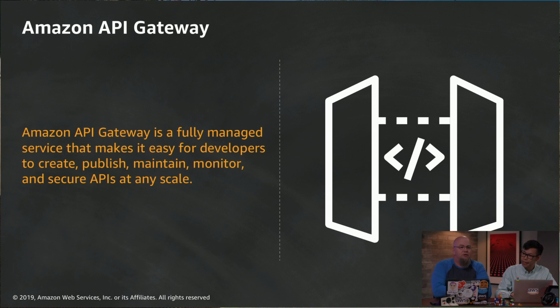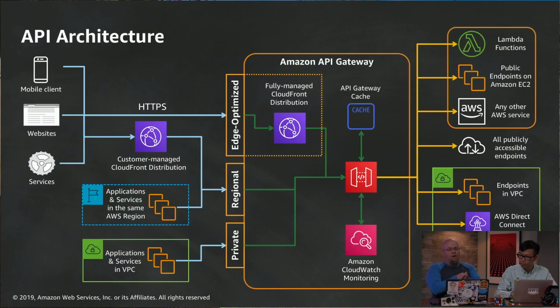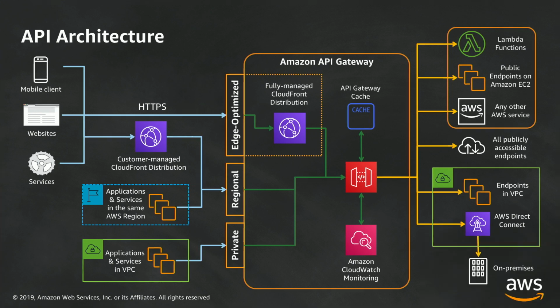So what we did is we introduced API Gateway, which is a fully managed service that makes it easier for developers to create, publish, maintain, monitor, and secure APIs at really any scale. And you have a lot of control and power over that. So if you look at API Gateway, this is an overall architecture of what an API could look like, and these are quotes just so you know.